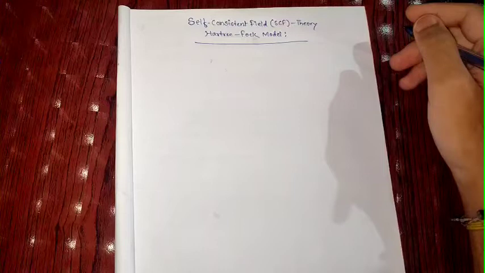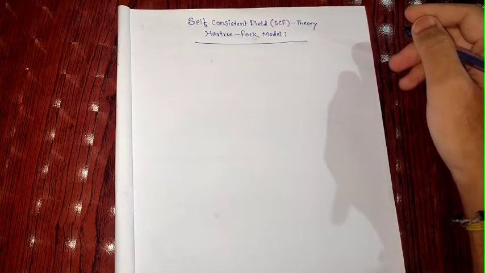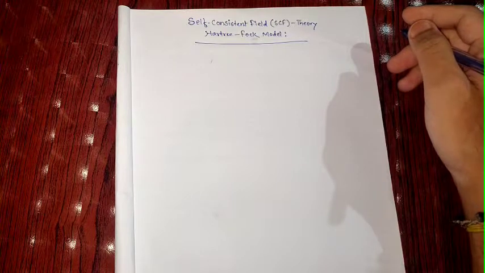In this video, I am going to discuss SCF theory, that is the self-consistent field theory, which is also known as the Hartree-Fock model. This theory is basically used for multi-electron atoms, or multi-electron systems. As we know, the Schrodinger's equation is valid for single electron atoms alone. For multi-electron atoms, the Schrodinger's equation is not valid.